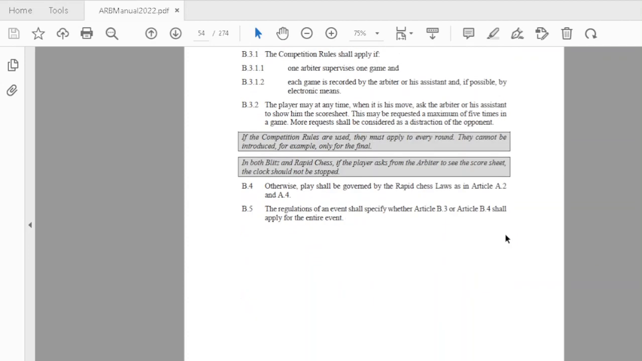Okay, so that's the interesting thing about rapid chess and blitz chess, that things like irregular moves can happen and can be overlooked, and the clock doesn't get turned back, and that you don't have to notate.